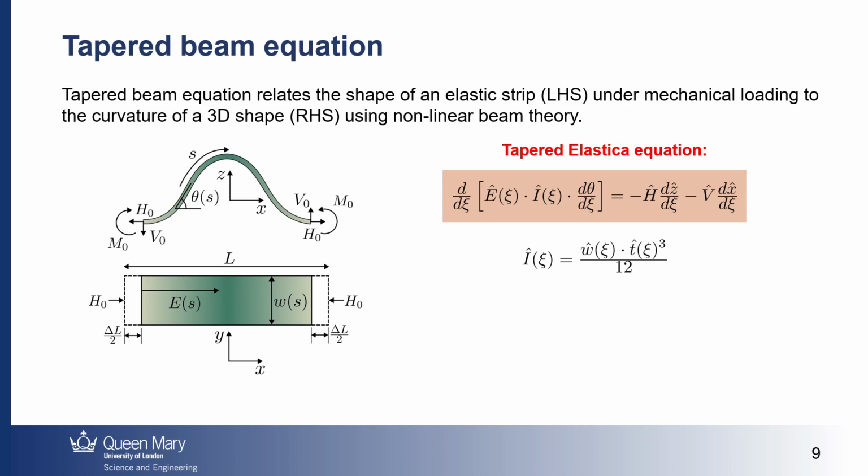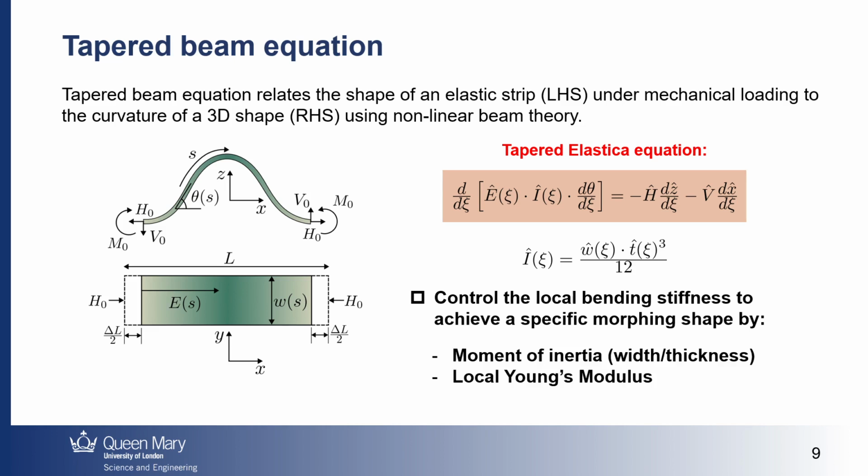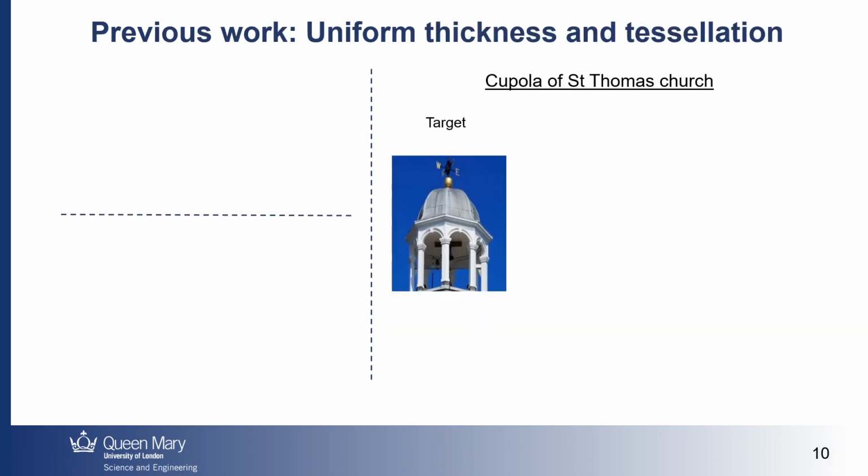So I is the second moment of area here. To achieve control of that buckling, we can control the local beam bending stiffness by varying the moment of inertia or the local Young's modulus. As you know, the width and the thickness will determine the moment of inertia. So this is the first thing we're trying to do.